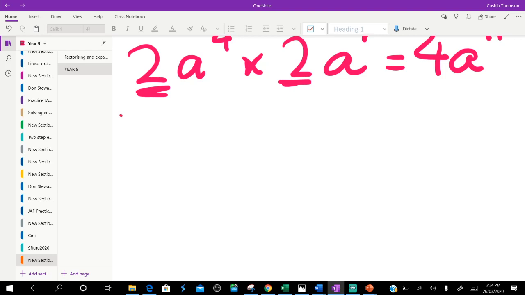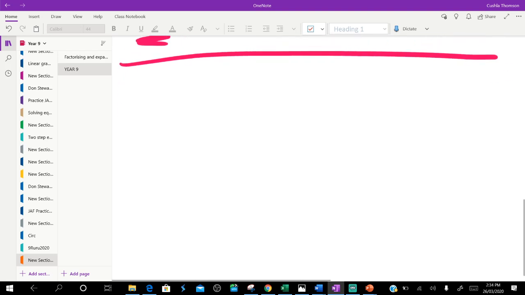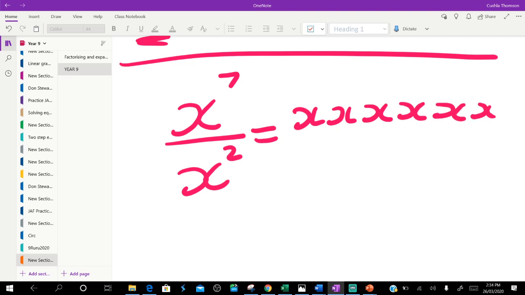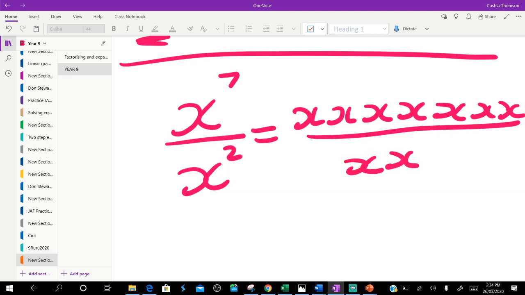Right? So what we're going to look at now is how we do division. So let's look at ones like this, x to the power of 7 over x squared. Right, if I write that out once, this is what I'm going to get. I get x times x times x times x times x times x times x divided by x times x. And when I simplify, this is what happens. I get x to the power of 5.